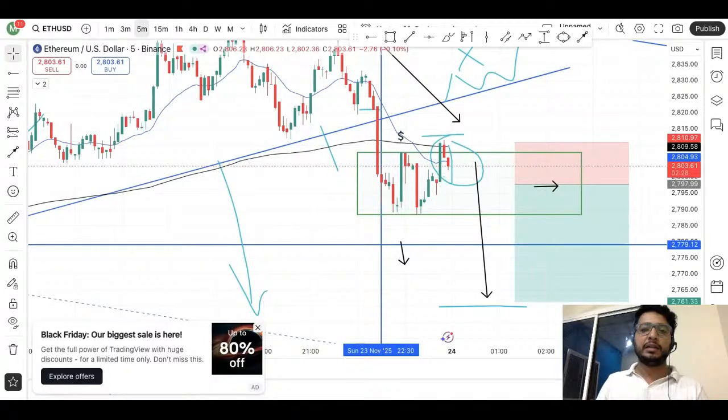Let's see. We are waiting for the Ethereum setup to trigger. It hasn't happened yet. Let's see how this can turn out to be. I'm using an Xness account to understand where to place the stop loss and where to put the target, instead of calculating manually.